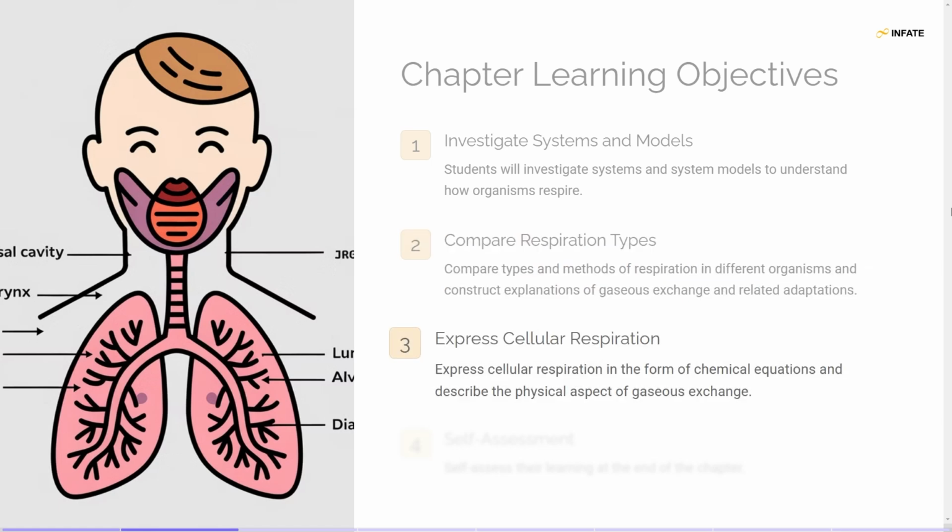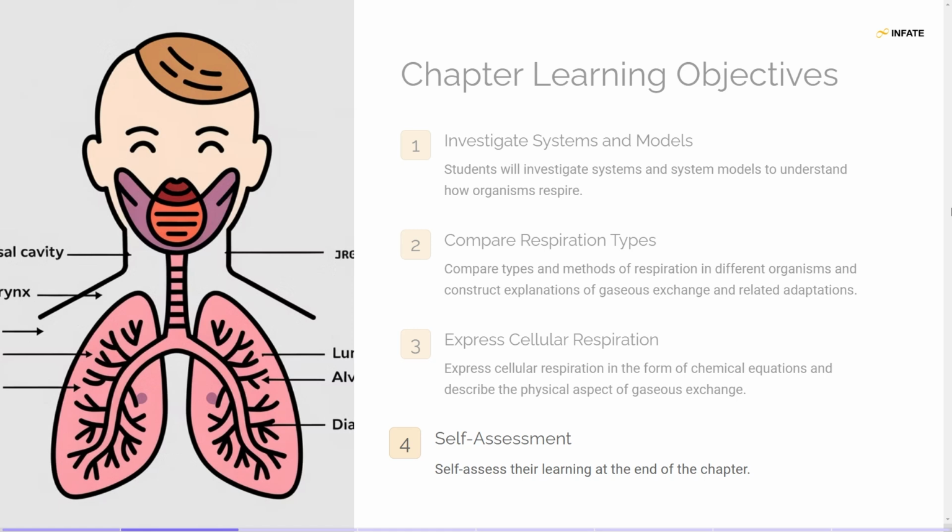3. Express cellular respiration. Understand cellular respiration through chemical equations, illustrating the physical mechanisms behind gaseous exchange. 4. Self-assessment. Reflect on and evaluate learning outcomes at the conclusion of the chapter.